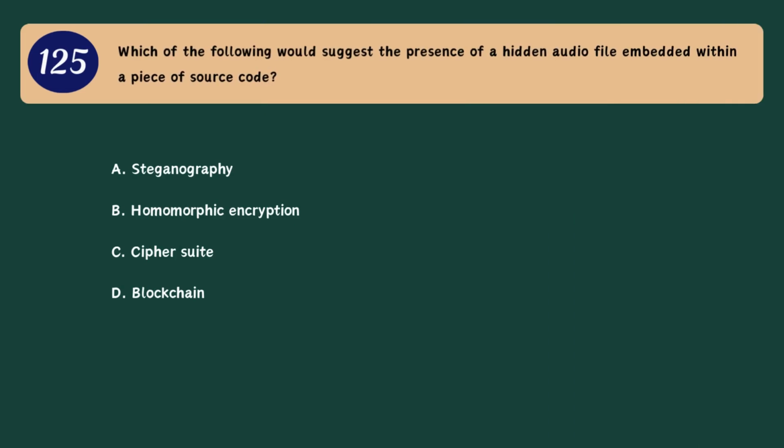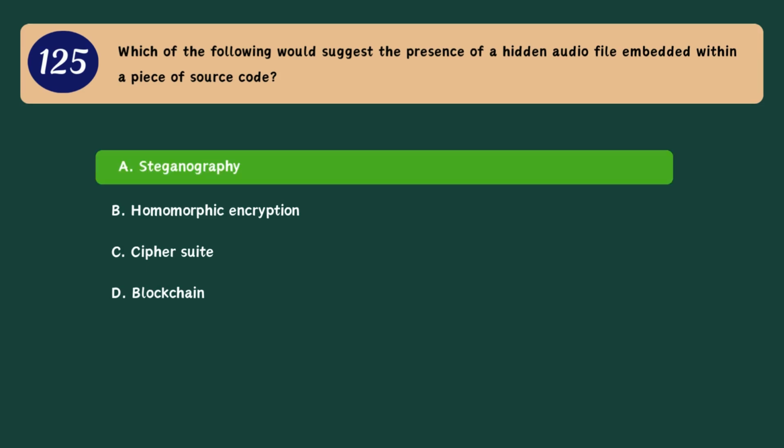Question 125. Which of the following would suggest the presence of a hidden audio file embedded within a piece of source code? A. Steganography. B. Homomorphic encryption. C. Cipher suite. D. Blockchain. Correct answer. A. Steganography.